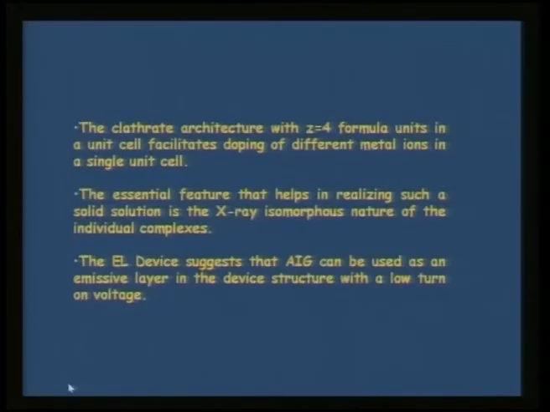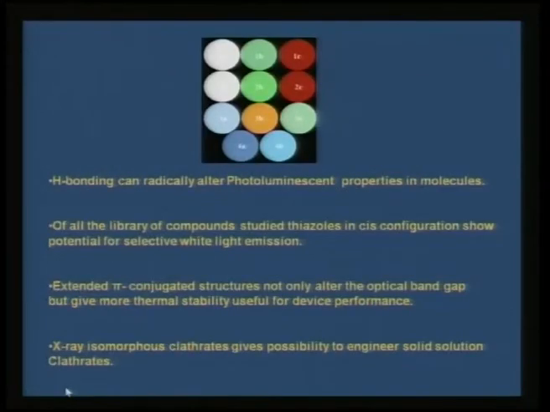So, what do we see here? The clathrate architecture with Z equal to 4 formula units in a unit cell facilitates doping of different metal ions in a single unit cell. The essential feature that helps in realizing such a solid solution is the X-ray isomorphous nature. The EL device suggests that AIG can be used as an emissive layer in the device structure with a low turn on voltage. Having said this, I just want to make a quick summary.